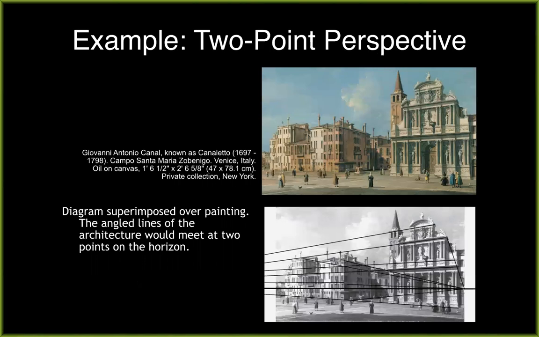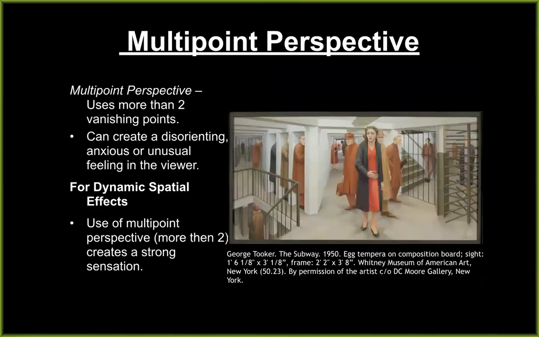So in this example, you can see a diagram on the bottom that's been superimposed over the example, the painting, and you could see that there's one vanishing point way off to the left, and there's another one at the very right edge of the picture plane. We don't see any flat surfaces, we see a lot of corners, and it looks a little more natural than the very first one we saw.